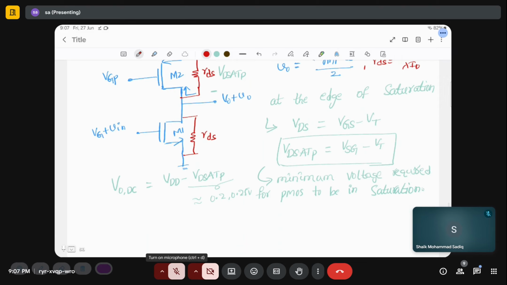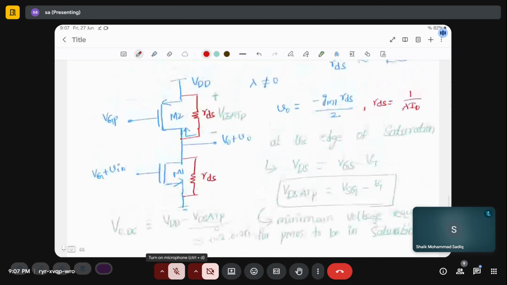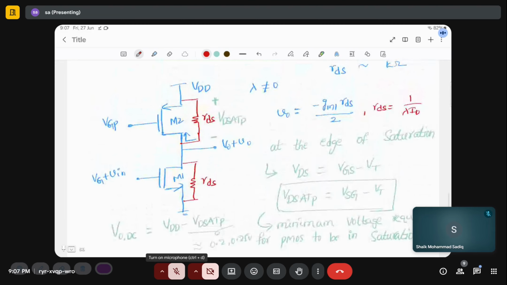So the solution for the problem which we have faced, that is swing limits, is to have an active load, which is a MOSFET. What you have to take care of here is to set your bias currents properly.